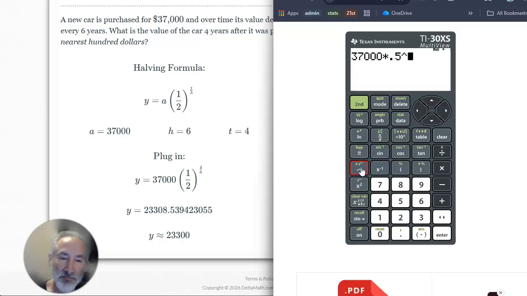Here's the tricky part. I've got to do to the power of 4 over 6, okay? And if you can't do that in your brain, and some people can, and you want to type it in, you have to use parentheses. So I would put 4 divided by 6, and if you do not put the parentheses around the 4 divided by 6, you will get the wrong answer.